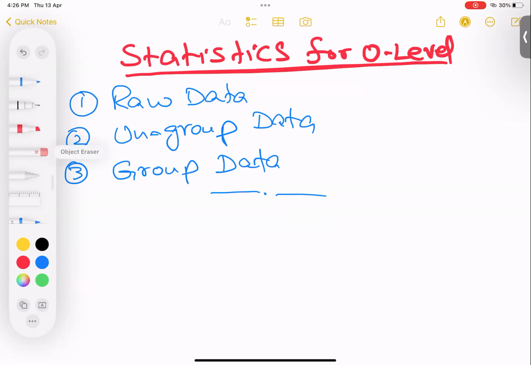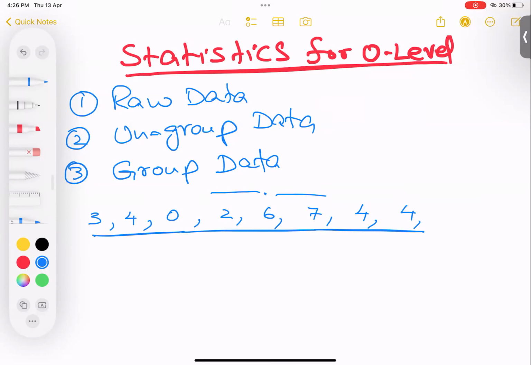One student scored, for example, 3 marks out of 10. One student scored 4 marks out of 10. One student scored 0 marks out of 10. One student got 2. One student got 6. Then one student got 7. One student got 4. One student got 4. Let's say one student got 5 and one student got 9. So just for your knowledge, students, let's say these students scored these marks like this.